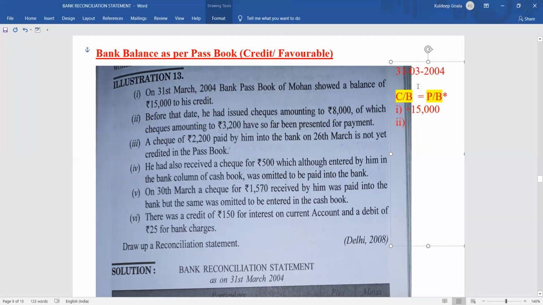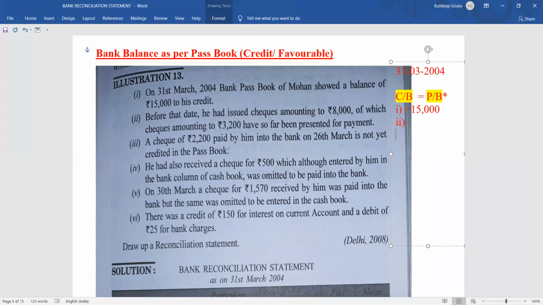Then coming to point number 2, what happened before that date? 31st March 2004 was our deadline. Before that date, he had issued checks amounting to 8,000. Who has issued? Mohan has issued. Issued means he has paid checks amounting to 8,000. 8,000 रुपए का check दे दिया उसने. Okay, 8,000 rupees was paid.